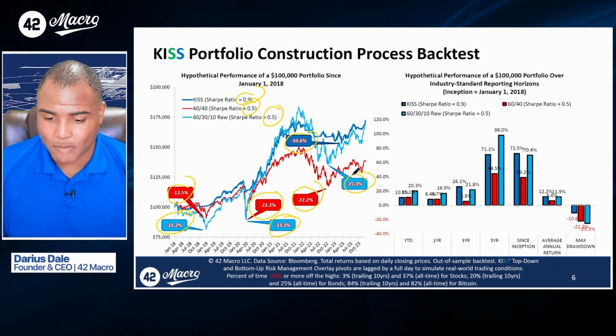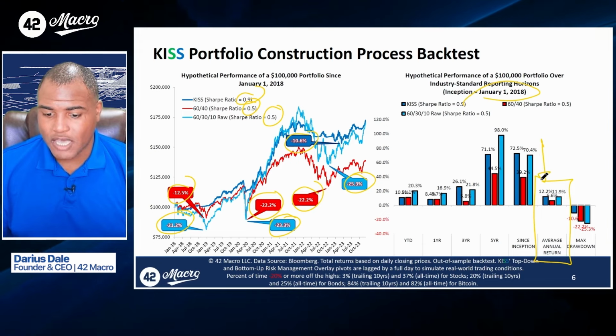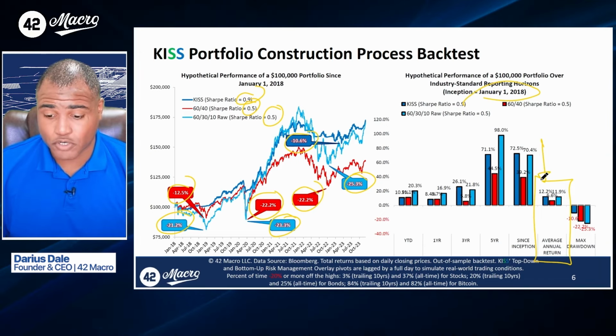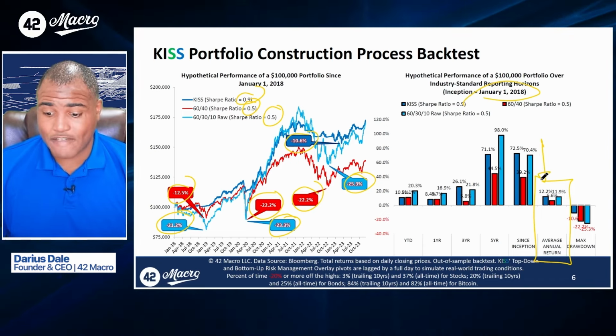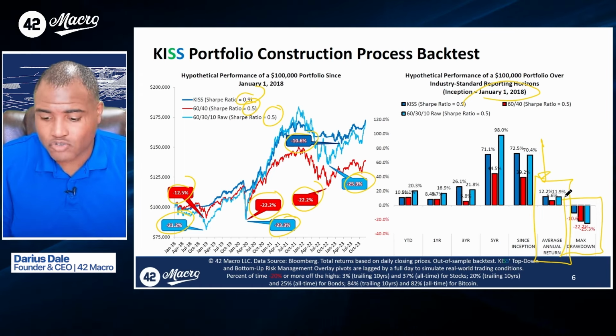If you look at the average annual return, again, this is since January 1st of 2018, you see the plus 12.2% average annual return in our KISS portfolio construction process. That compares quite favorably to the 60/40 portfolio's annual average return of plus 6.6%. And then it's besting the average annual return of the 60/30/10 raw approach. And more importantly, it's besting those returns with much more favorable volatility and drawdown characteristics.